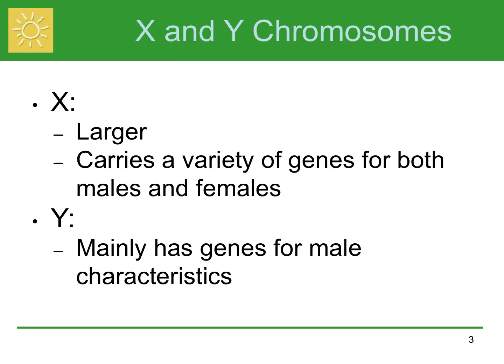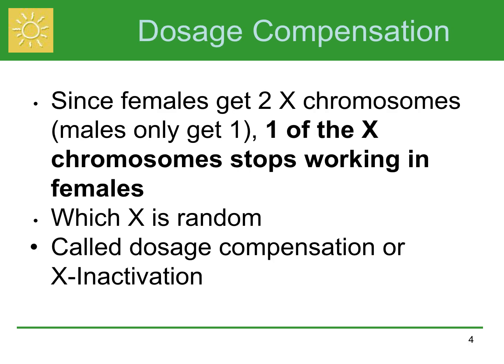Now let's look at some differences between the X and the Y chromosome. The X chromosome is larger, and all biological sexes have the X chromosome, whether male or female. The X chromosome carries a variety of genes for both males and females. The Y chromosome, on the other hand, we only see in biological males, and so it mainly has genes for male characteristics. Since females get 2 X chromosomes, whereas males only get 1, one of the X chromosomes stops working in females, and whichever X stops working is completely random. This is called dosage compensation or X inactivation.